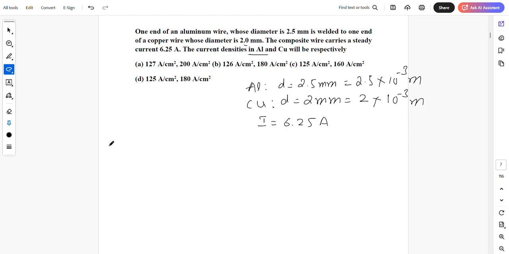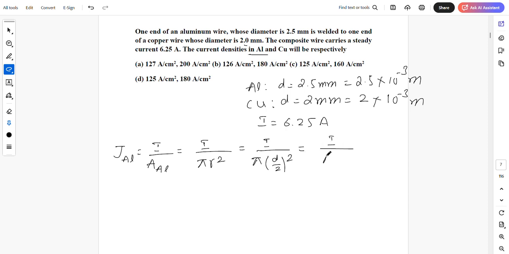The current density is what they are asking. We know current density is nothing but current by area. For aluminum, what is area? Pi r square. So I by pi, diameter they have given, therefore d by 2 the whole square, I divided by pi d square by 4. So this will be equal to 4i by pi d square. This you have to remember: 4i divided by pi d square.